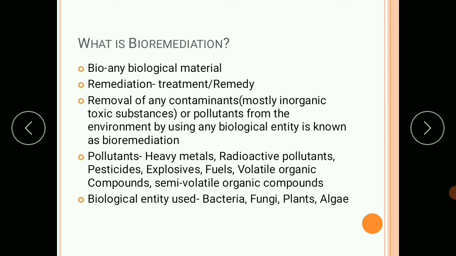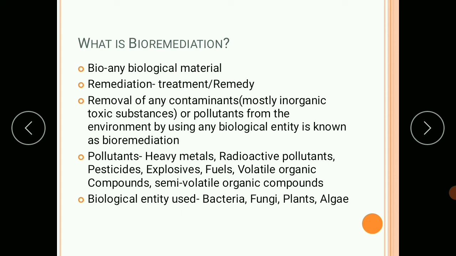Now, what is bioremediation? Let's break this word: bio and remediation. Bio means any biological material like living organism, and remediation simply stands for any remedial measure or treatment, right? So, removal of any contaminants like any toxic chemical product or substance or pollutant from the environment by using any biological entity is simply known as bioremediation.